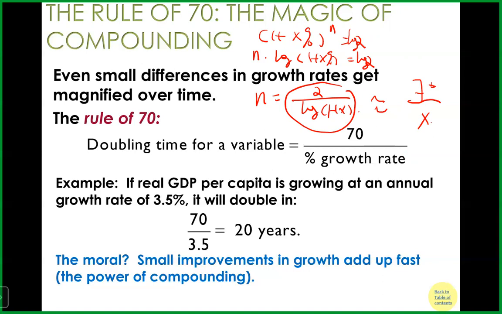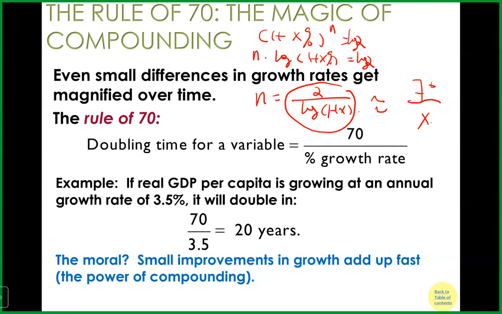But if you have a good calculus background, what you should immediately realize is that this rule of 70 works better the smaller the growth rate. But this is an approximation. All right? Just keep that in mind.